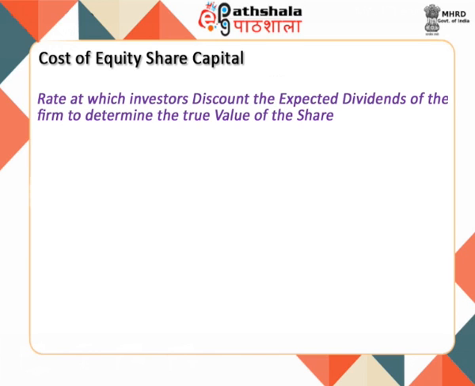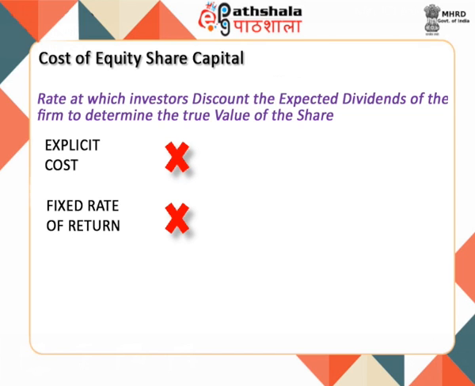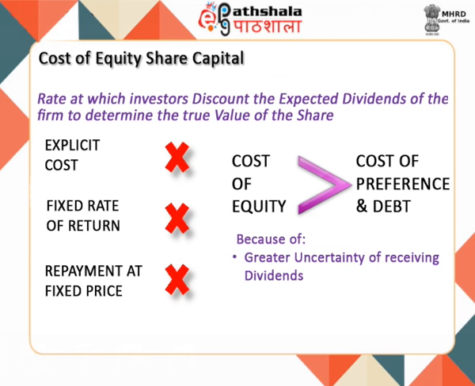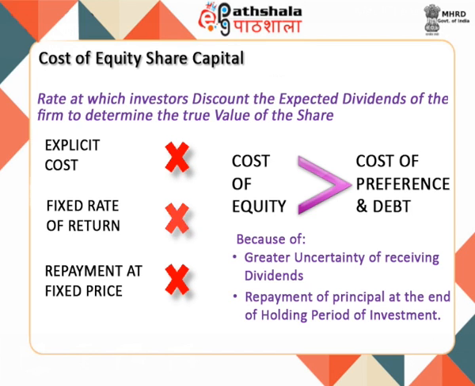The cost of equity is more difficult and challenging to calculate, as equity does not have an explicit cost. The cash flow streams associated with equity investment are not certain. A company does not pay a fixed rate of return to its investors of equity shares, unlike the fixed interest paid on debentures or fixed dividend paid to investors of preference share capital. Equity dividend varies from year to year. Also, there is no assurance of repayment at a fixed price when the investors want to dispose of their holdings. The cost of equity capital is higher than that of preference and debt because of greater uncertainty of receiving dividends and repayment of principal at the end of the holding period of investment.